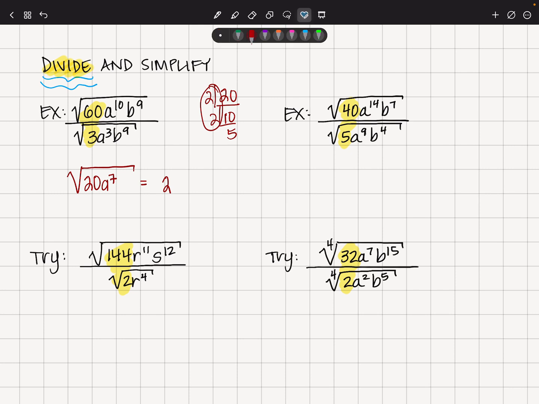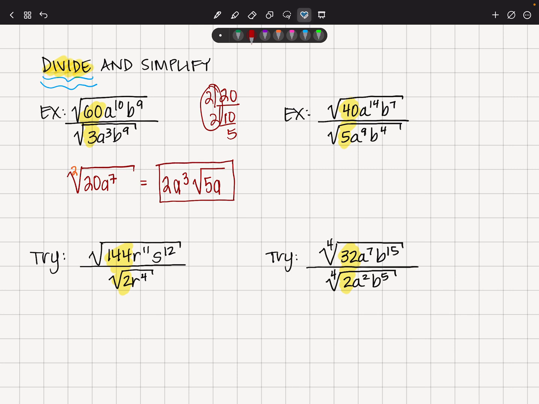If I got 7 a's, I'd get 3 pairs. So that would be a cubed, and I'd have 1 left over. So I'd have the 5 and the a left over. So this 5 is a leftover, goes right there. And then when your index is 2, 2 goes into 7 3 times with 1 left over. And leftovers, they go inside the radical, just like leftovers go in the fridge.